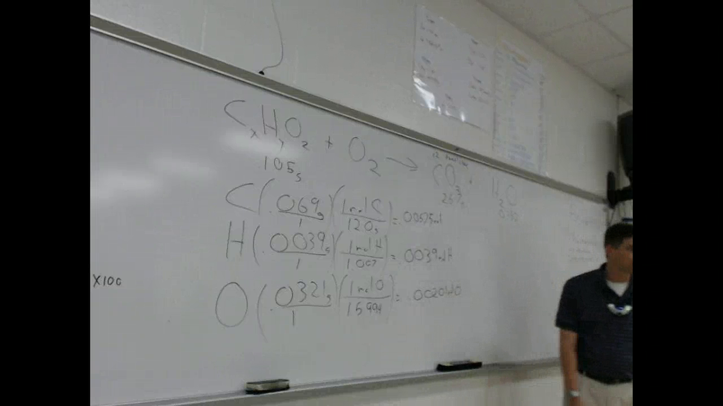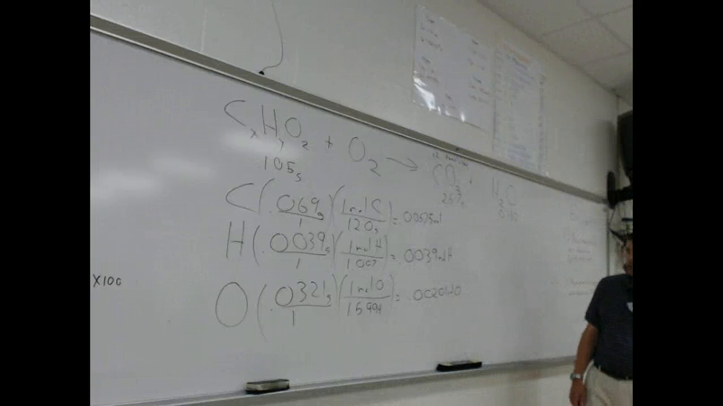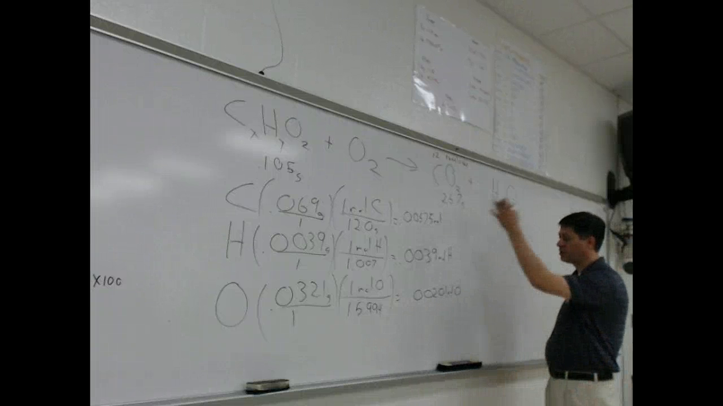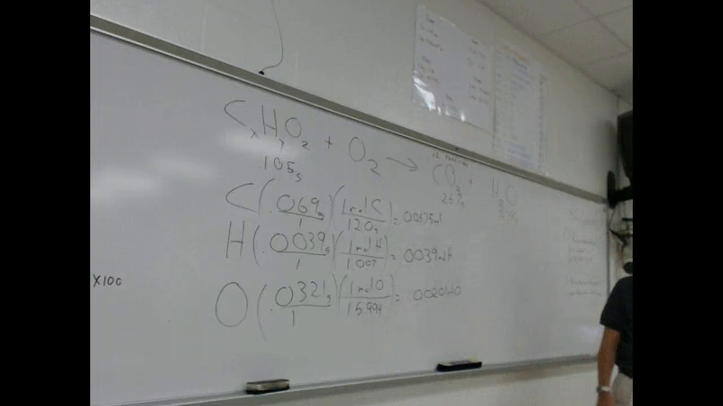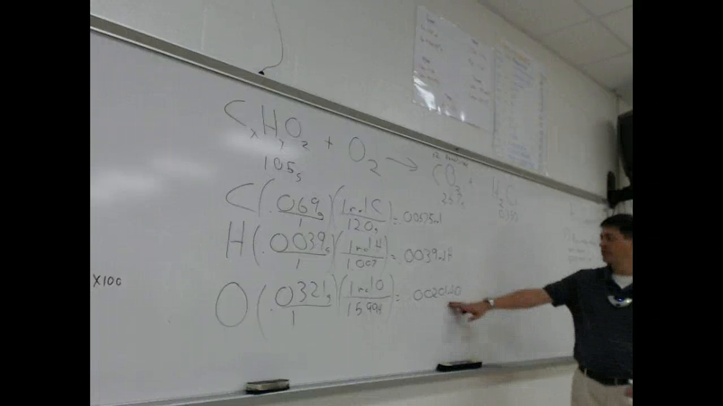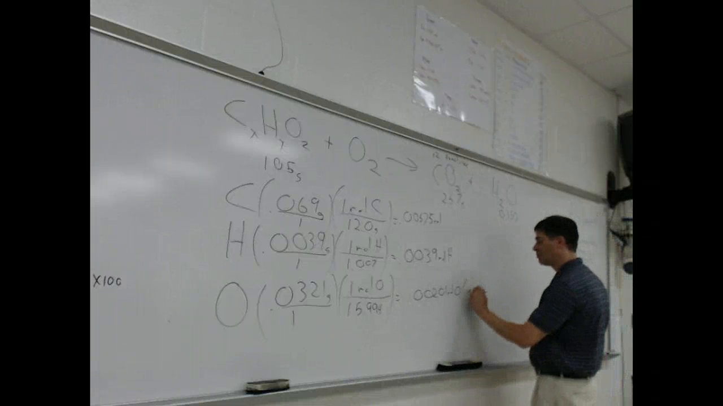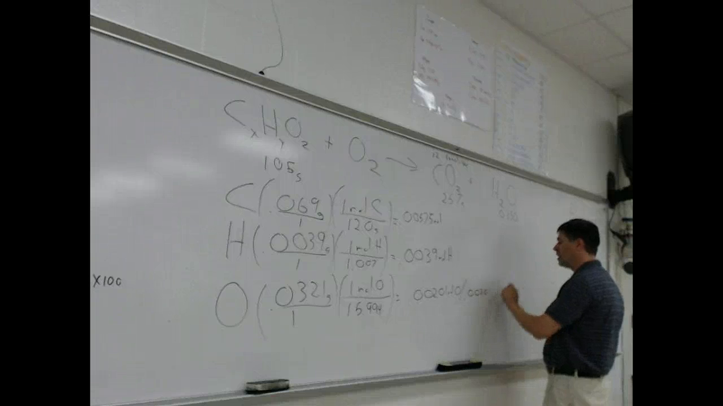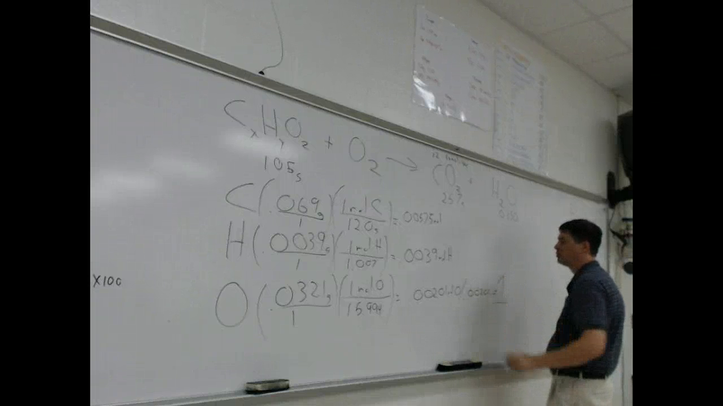What's the next step? Divide by the smallest one to get to a whole number ratio. What's the smallest? I'll do this one for you. It's 1.